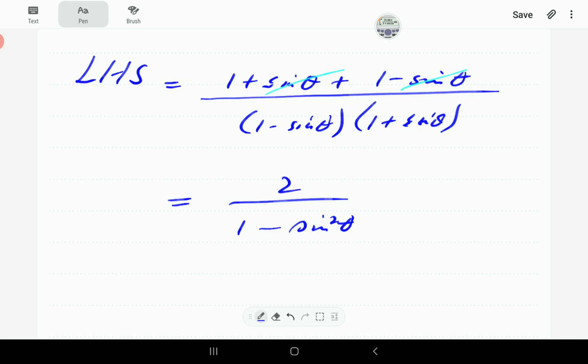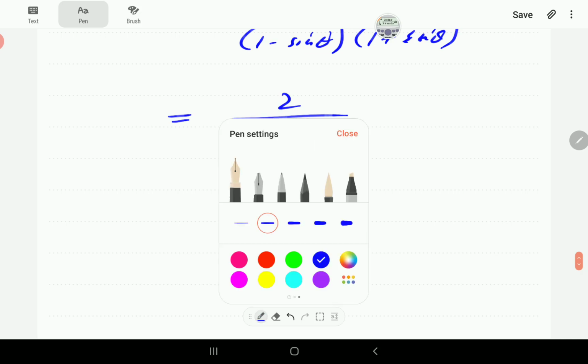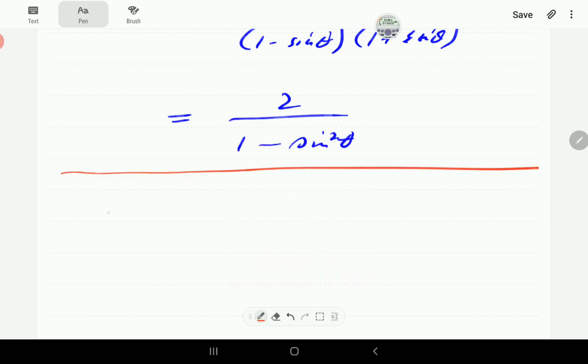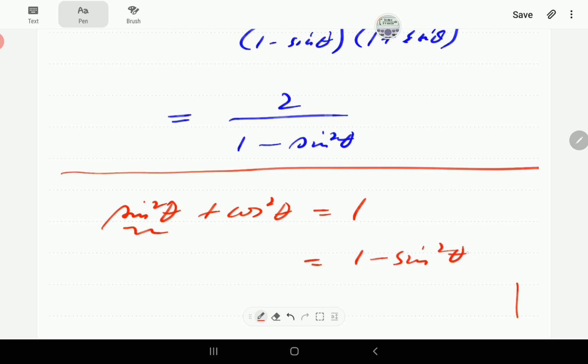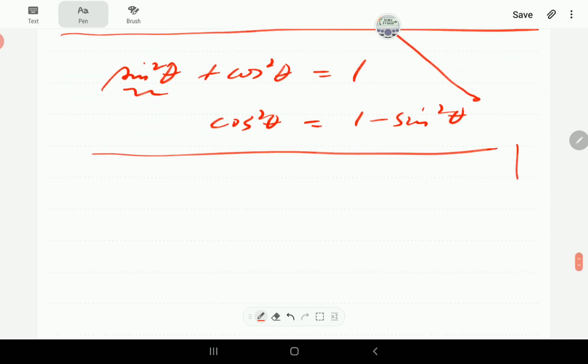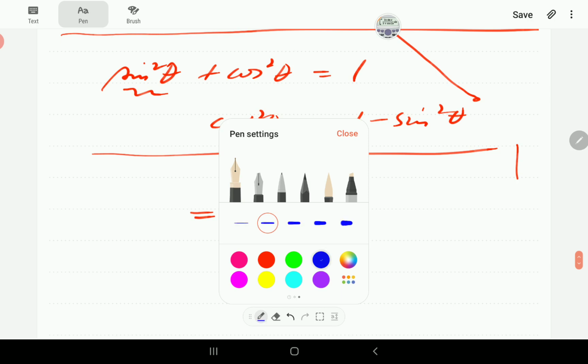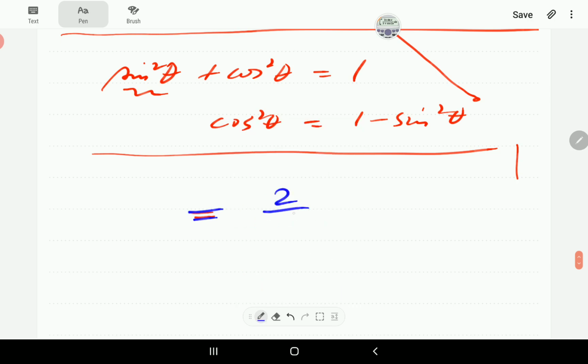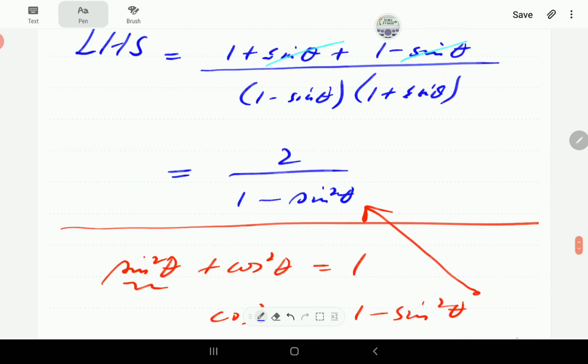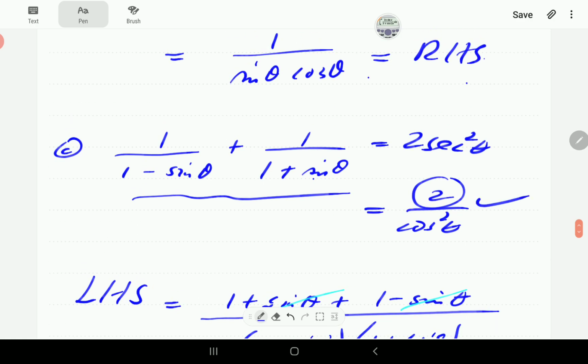Now, since sine squared theta plus cosine squared theta is 1, we take this to the other side: 1 minus sine squared theta is cosine squared theta. So we can take this and plug it in here. So then we're going to have 2 over cosine squared, but that's already the same as the right hand side there, so the proof is complete.